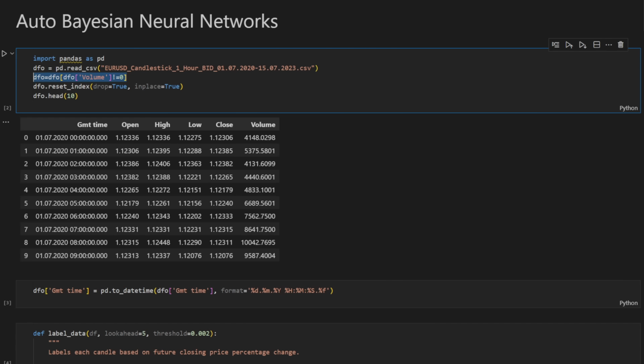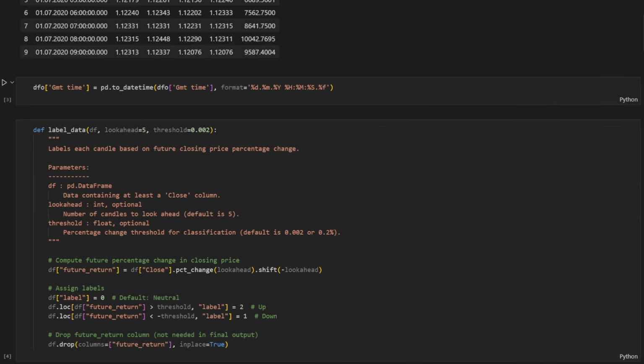I'm filtering volumes equal to zero, so we don't need these candles that are flat where we didn't have any trading and no movements. We're resetting the index and we're printing the head of the data. And as you can see, this is how the data frame is presented. So we have the GMT time, open, high, low, close, and the volume columns. Then I'm casting the GMT time to datetime in case it's needed later on.